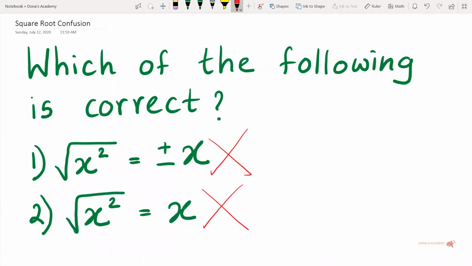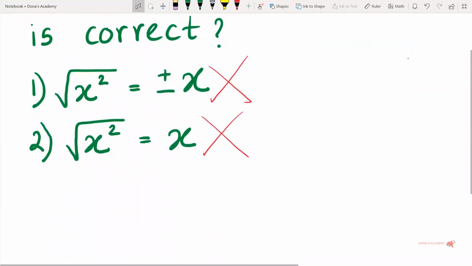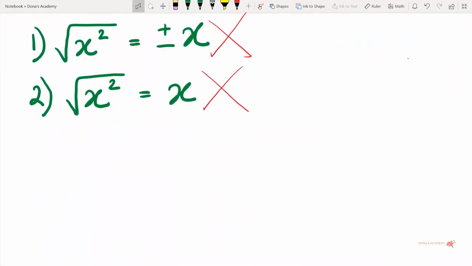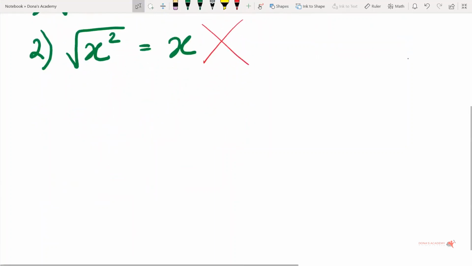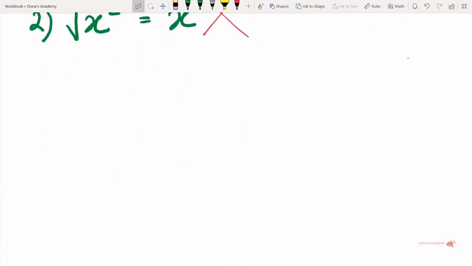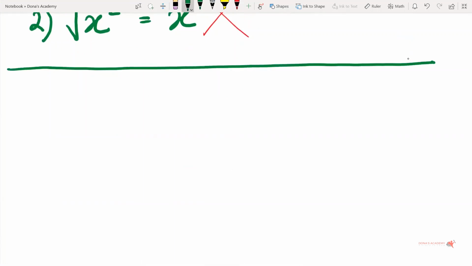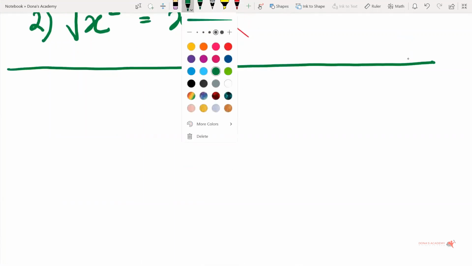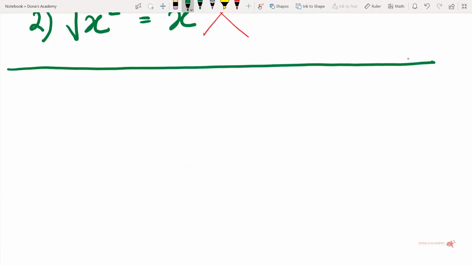Okay, so let me take the first one. Square root of x square equals plus or minus 6. Now, why is it incorrect? What I'm going to explain is that square root of x square does not equal plus or minus 6.